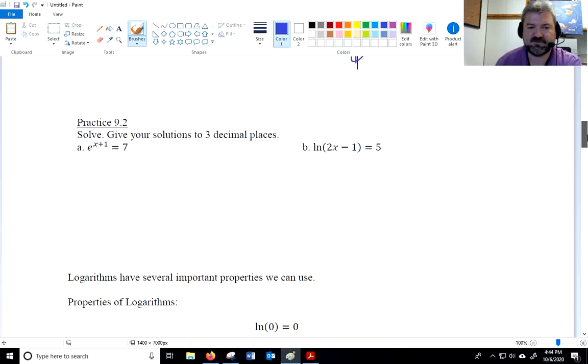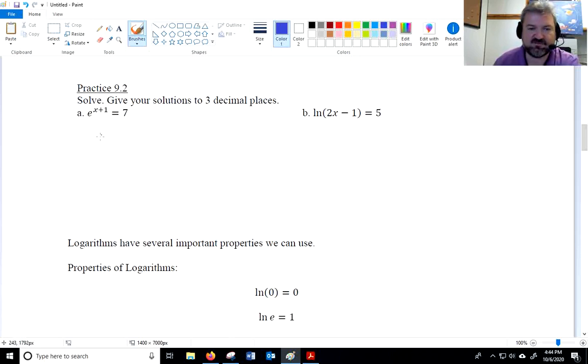Okay, let's solve. We're going to use our natural logarithm to help us solve this. So I'll take the natural log of each side. Oh, you know what? Practice this first. I kind of gave it away. Pause video. All right. You back?